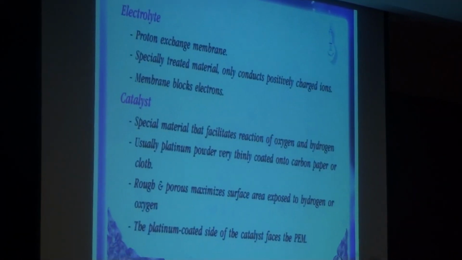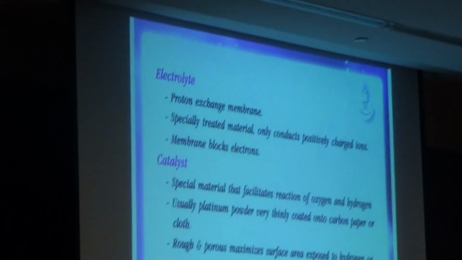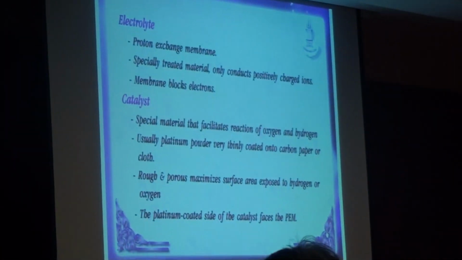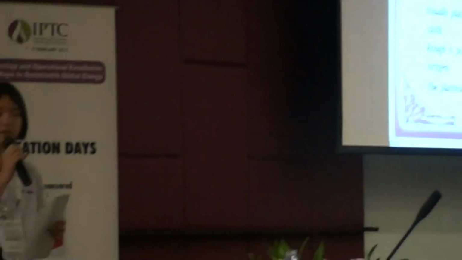The electrolyte is the proton exchange membrane. This specially treated thin material, which looks something like ordinary kitchen plastic wrap, only conducts positively charged ions. The catalyst is a special material that facilitates the reaction of oxygen and hydrogen. It is usually made of platinum nanoparticles very thinly coated onto carbon paper.